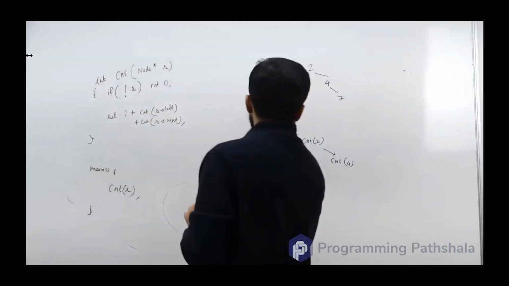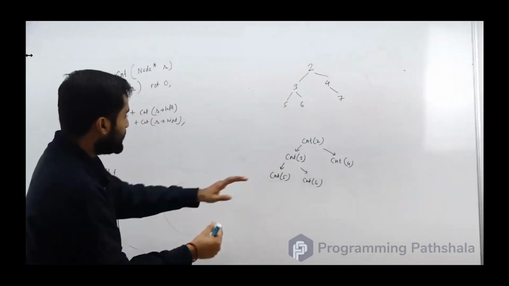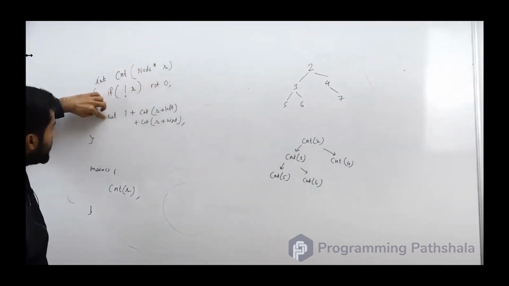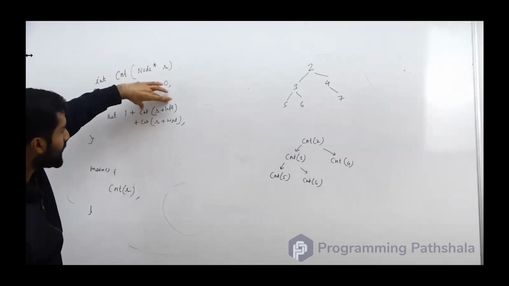Now from count of 3, you have come to count of 5, right? So you have come to count of 5. Again, this 5 is not null. So you will come here. You will return 1 plus, so you will call count of 5 left.